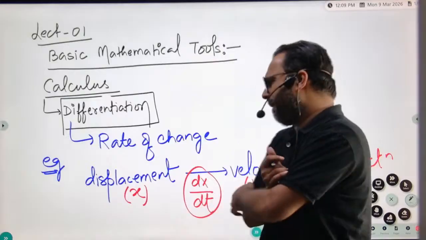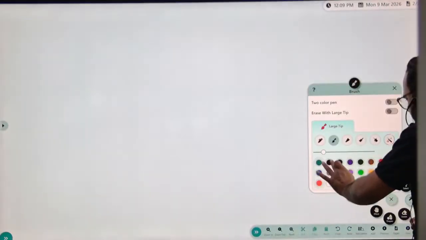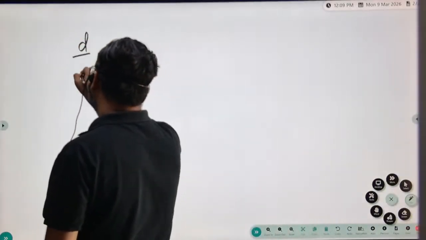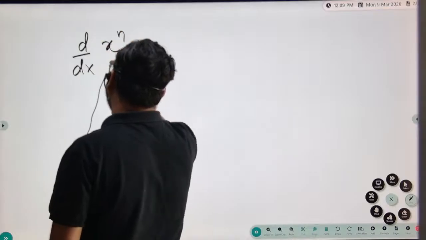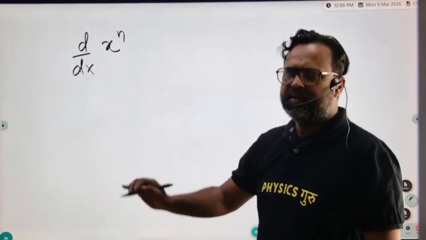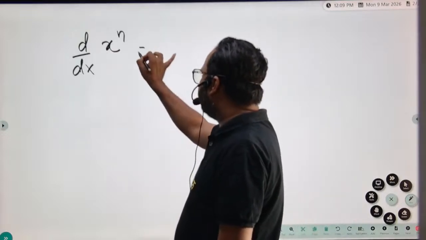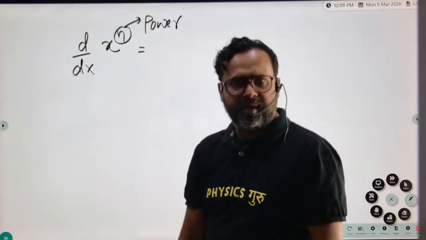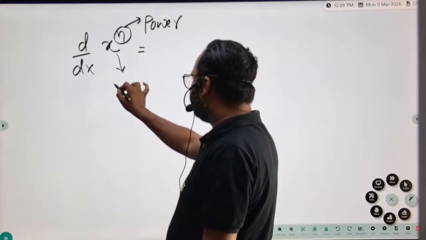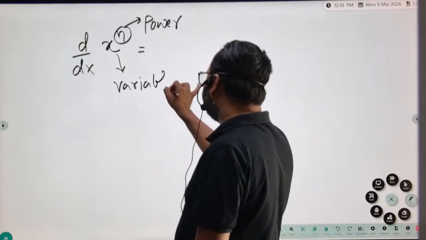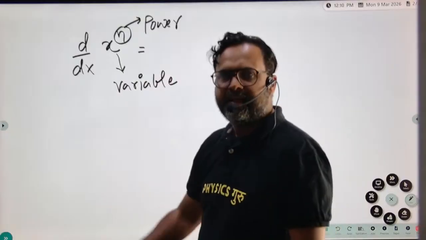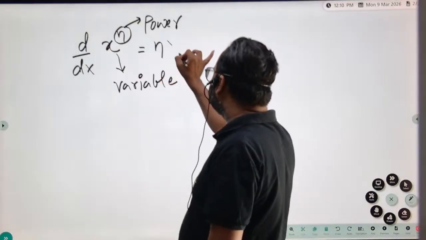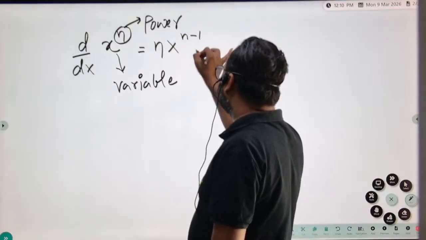Clear? For example, if you observe this formula, d by dx of x raised to the power n. This is the mathematical formula. This n is called the power. This x is called the variable. Now the formula is, we need to write the power first, then the function, then power minus 1.